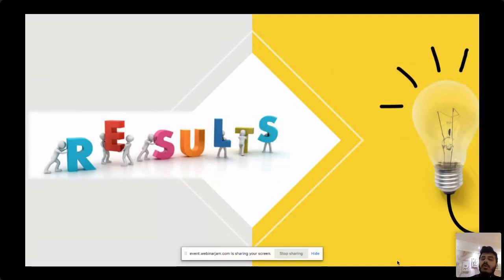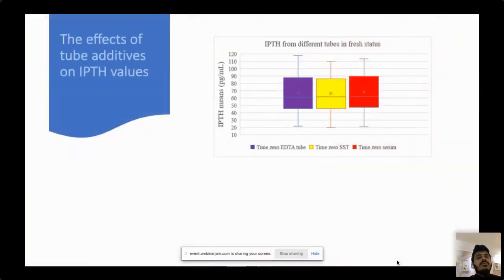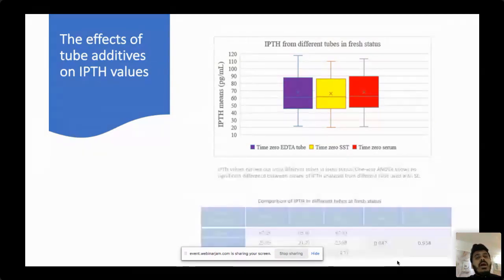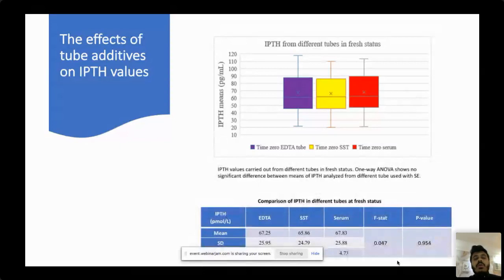So let's see our results. To investigate the effects of tube additives on intact parathyroid hormone values, one-way ANOVA shows that there is no significant difference between the 3 types of tubes. As you can see here, the p-value is 0.95.